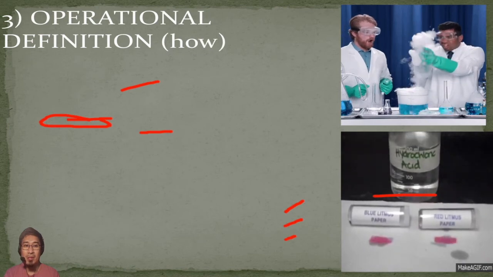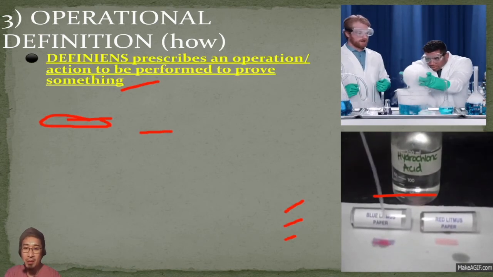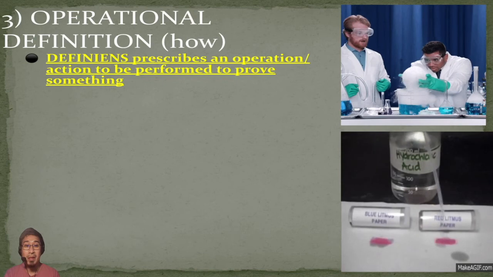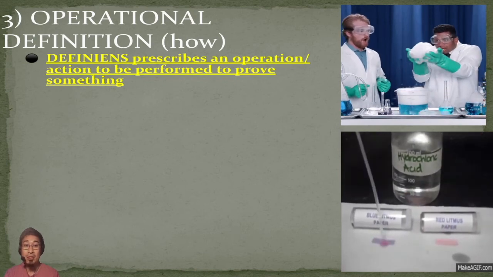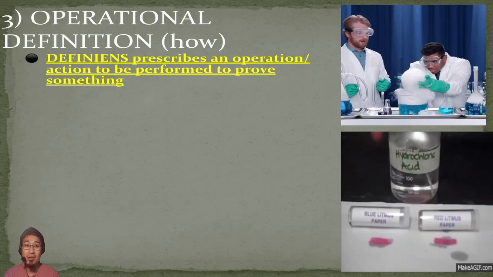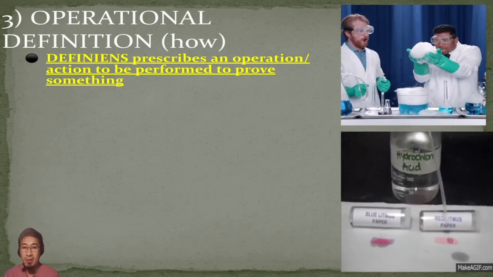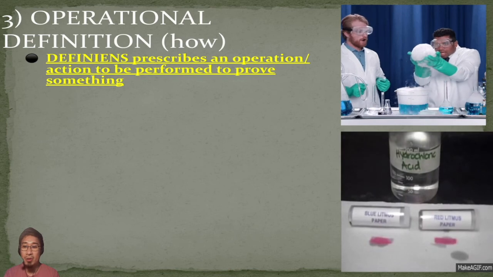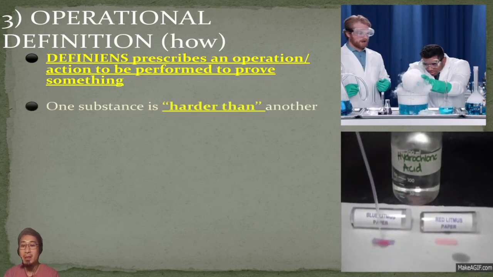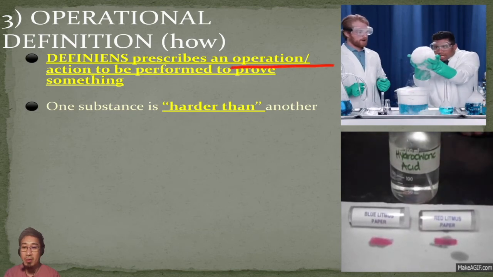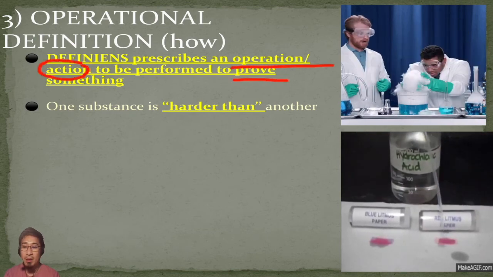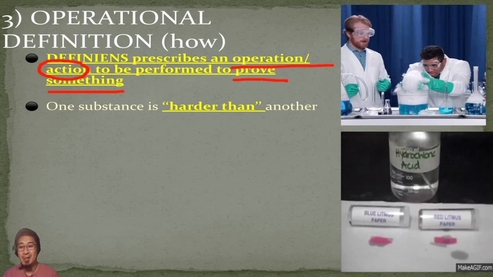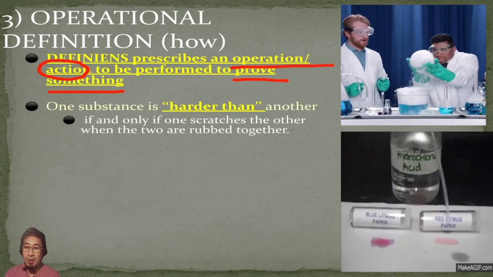Next, operational definition. Our keyword for operational definition is all about how. When we say how, the definiens prescribes an operation. It demands a certain action. In the definiens, you need to perform an action. Otherwise, if you see no action here to justify the definiendum, it's not an operational definition. So the definiens prescribes an operation or action to be performed to prove something. We need an operation, an action, in order to prove something that would justify the definiendum.